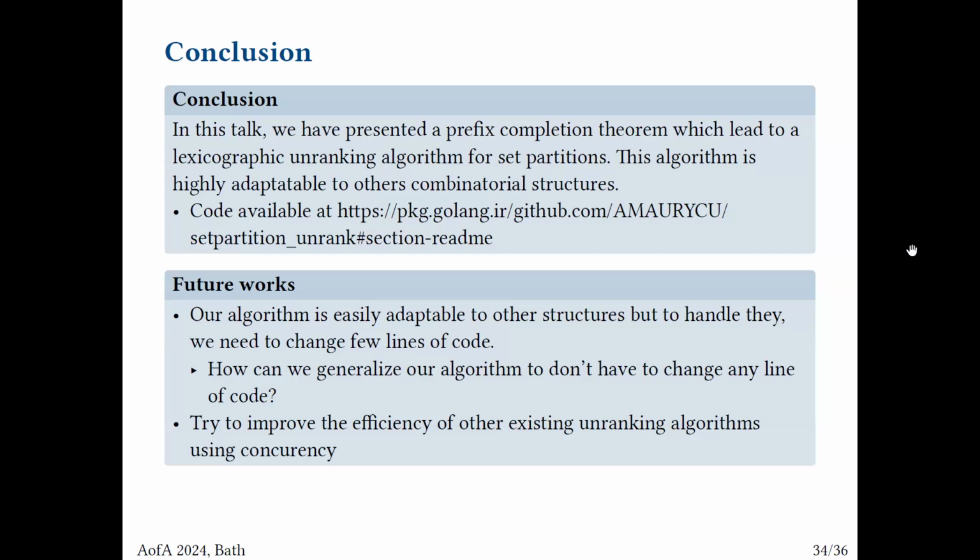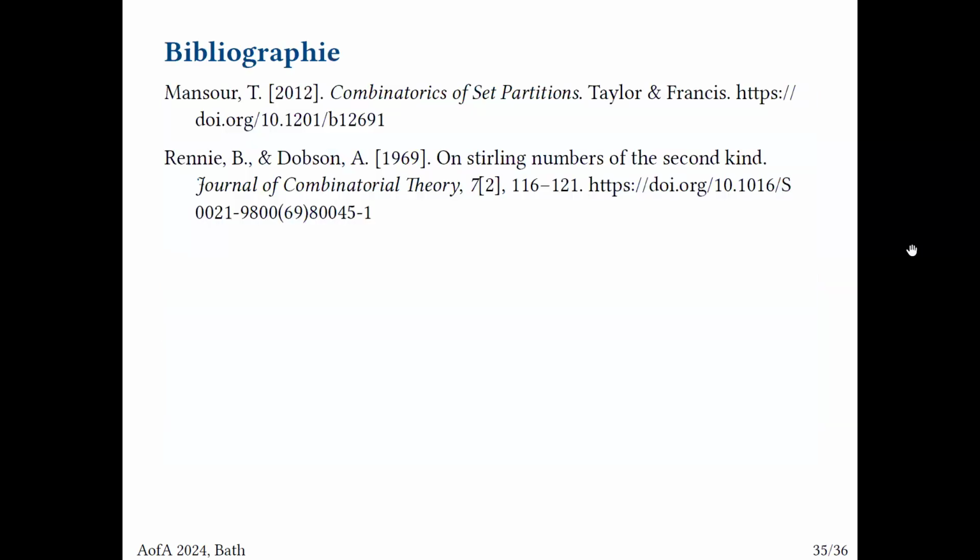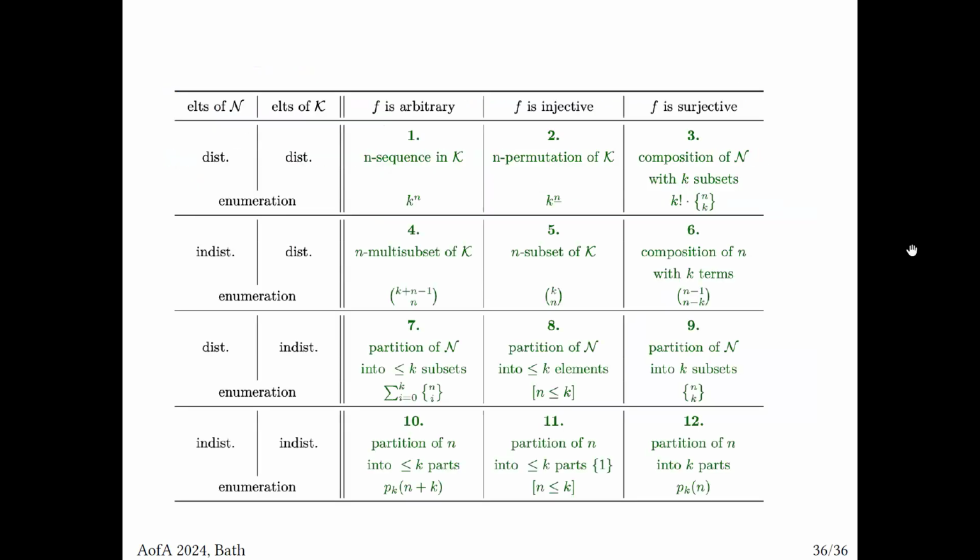This work led to a Go library, which is available at this URL. And as a final remark, we now have lexicographic unranking and ranking algorithms for each of the twelvefold way.